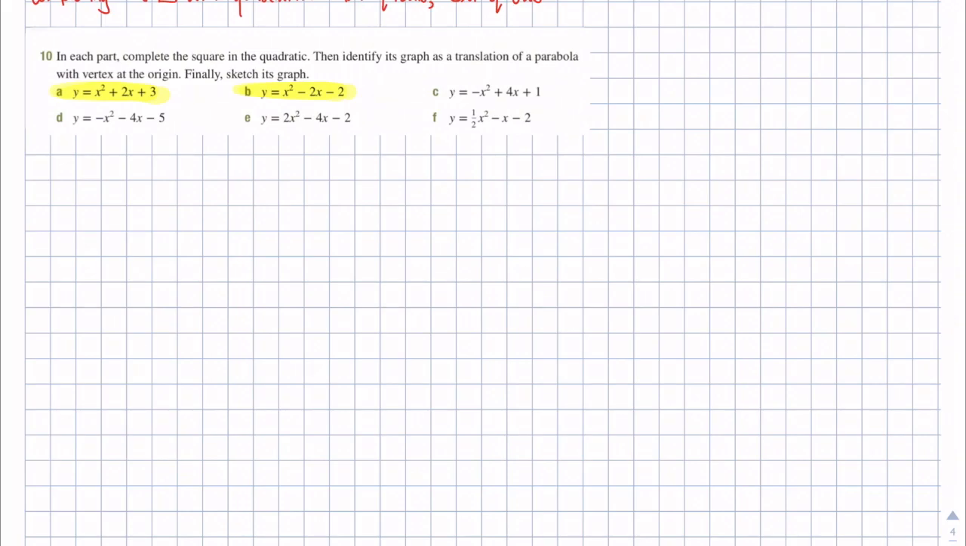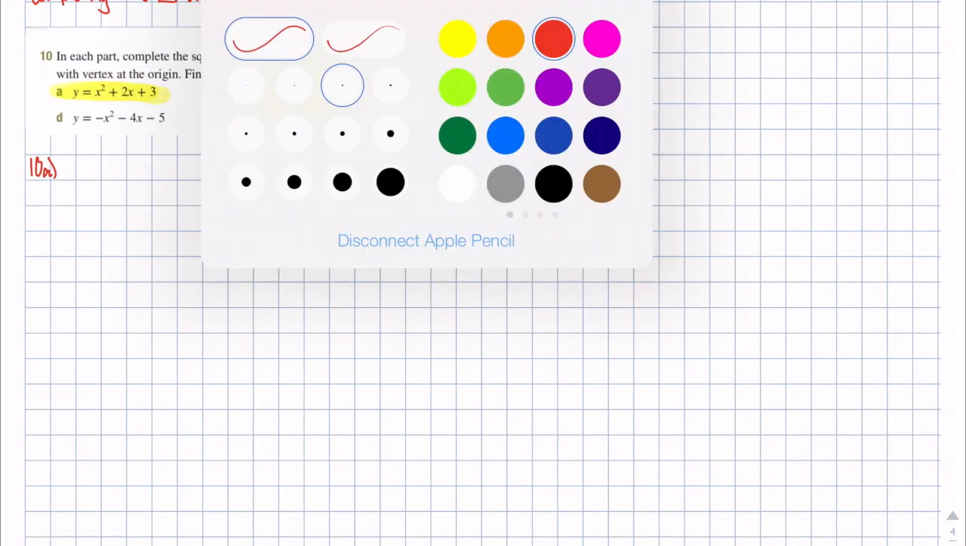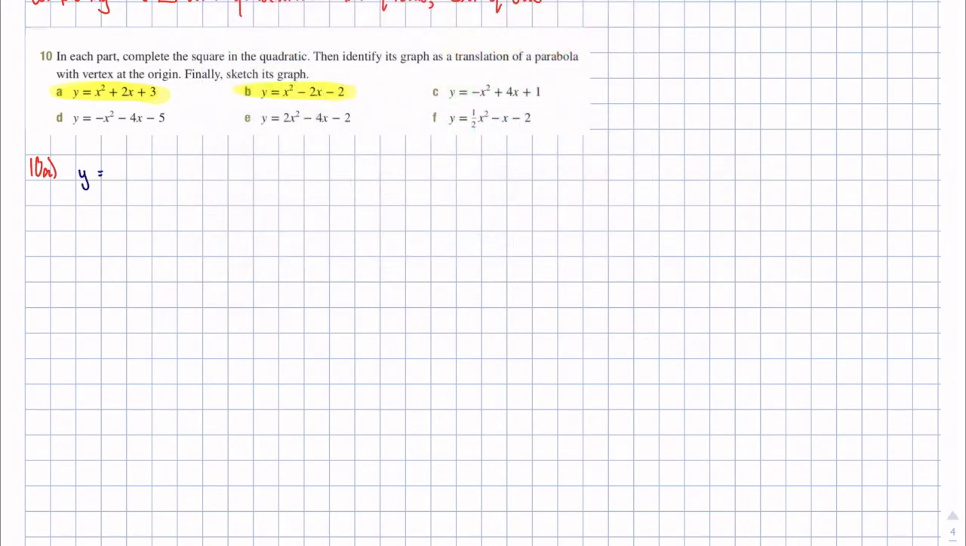Okay, the next kind of questions we tend to have are asking us to complete the square with quadratics. So, for 10a, or 8a if you're doing extension, we've got y equals x squared plus 2x plus 3. Now, don't forget with completing the square, we're just looking at the first two terms. We halve the middle one. So we've got y equals x plus, well, it's 2 on 2 squared.